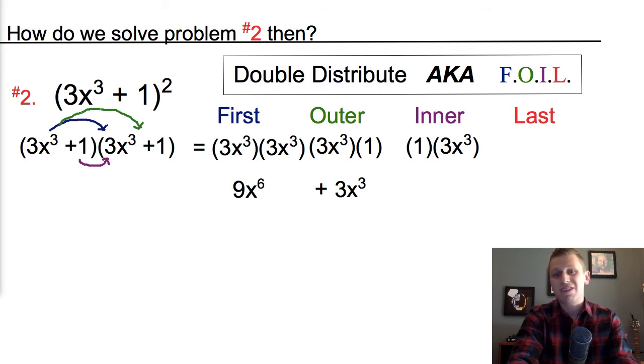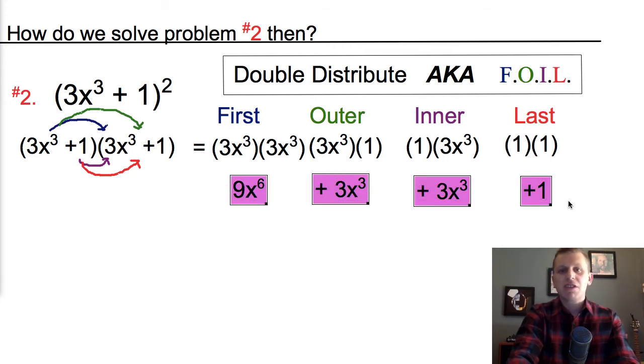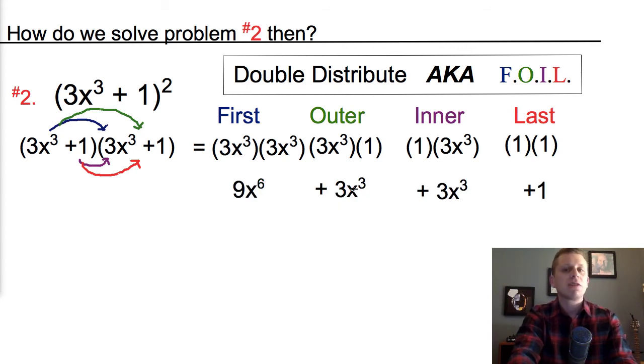Anything times 1 is really just itself. And finally, you'll multiply the last terms, 1 times 1, which is just 1. In a last and final step, this is really the answer here. This is an equivalent expression, but we want to simplify it. There are some like terms.